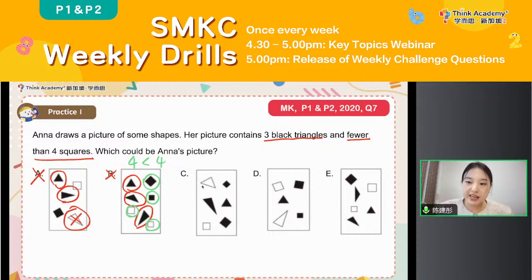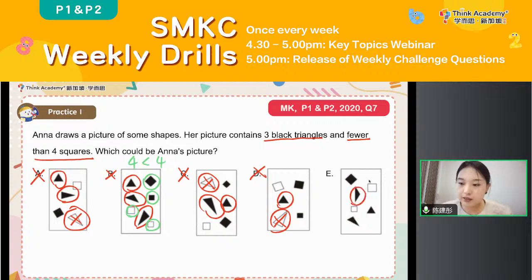We see 3 black triangles. So 1, 2, 3. Am I correct? No, seems not, right? This is the right one. Okay, so we cancel it. And then how about the option D? Also no, right? You see only one black triangle. This one is white. And then how about the E? 3 triangles and fewer than 4 squares.